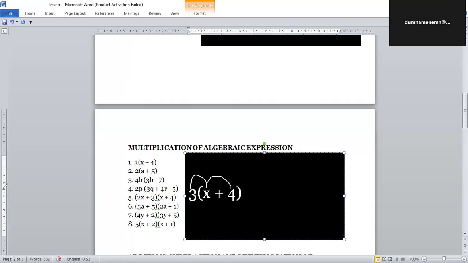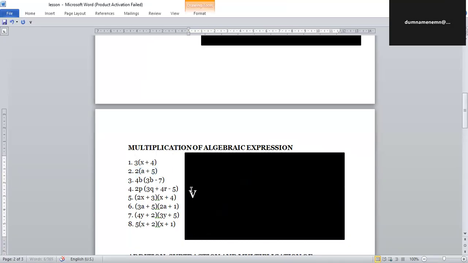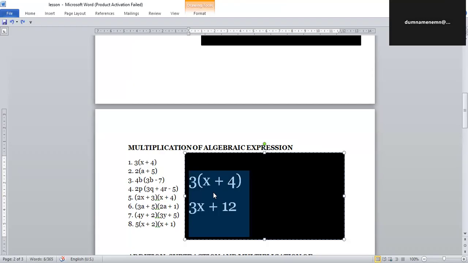All right, so let's do the multiplication. So 3 times x, you're going to have it to be what? 3x. You put your plus. 3 times 4, you're going to have it to be 12. You're done. That is all, and that is actually your final answer for question 1. All right, let's see how we can also multiply question 2. Let's try question 2.